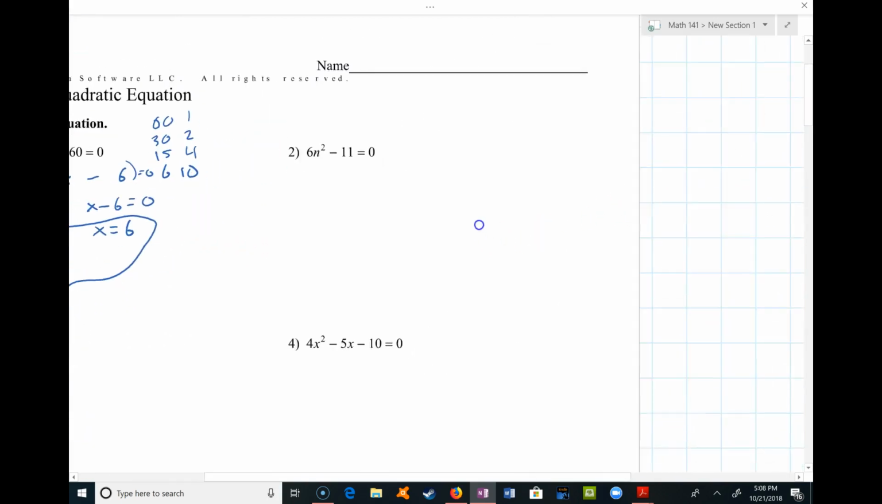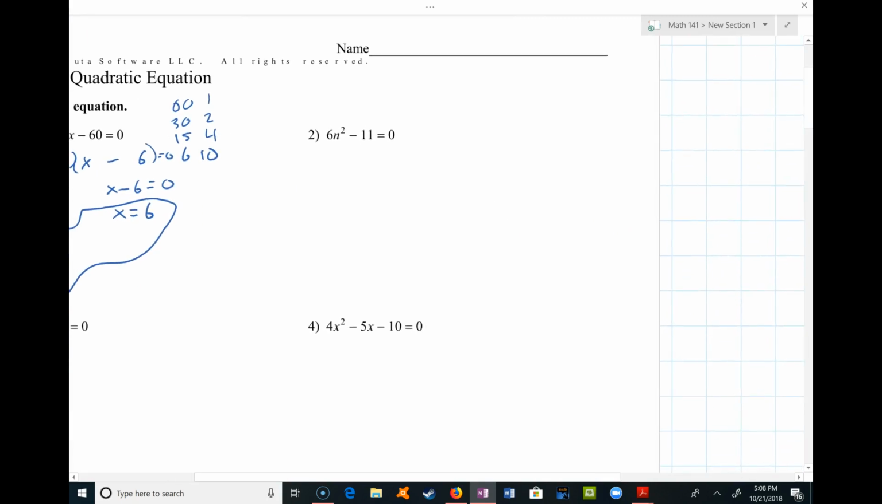Okay, this one here, I noticed that there is no middle term, just n squared. So I'll just use my traditional solving methods, just undo everything. So add 11 to both sides, and I get 6n squared is equal to 11. Divide by 6, and I get n squared is equal to 11 over 6. And then square root both sides, and I get n is equal to the square root of 11/6, or negative square root of 11/6.